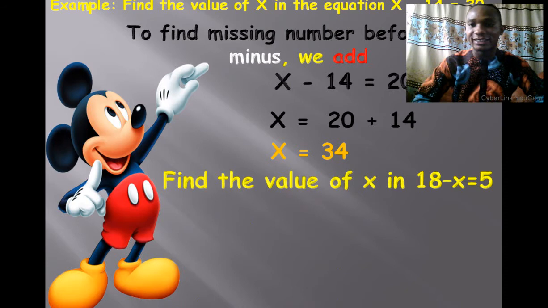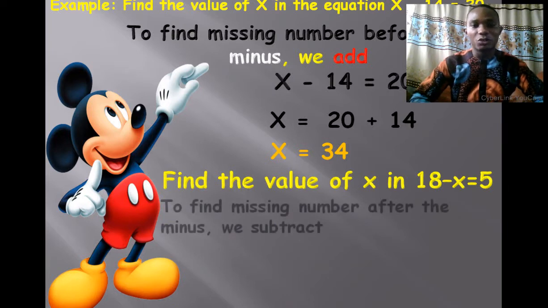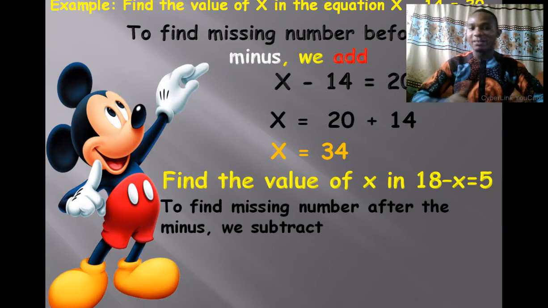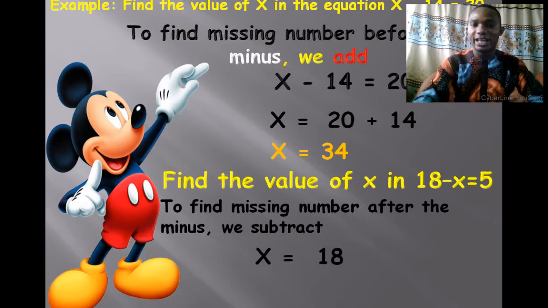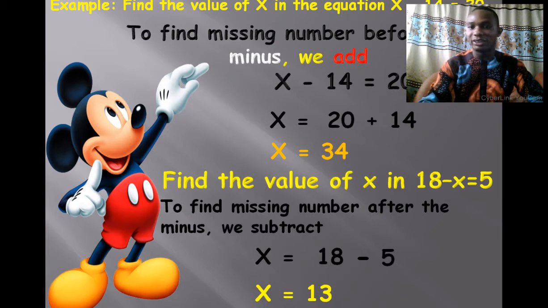Now let's see another example. Find the value of x in 18 minus x is equal to 5. To find the missing number after the minus, what do we do? We subtract. Then x is equal to 18 minus 5. That gives us 13. If you try it, anywhere you see x, you substitute the value for x there, which is 13. Then 18 minus 13 gives us 5. Bravo!